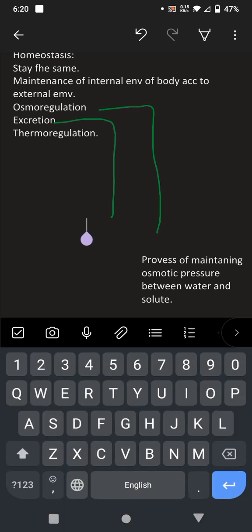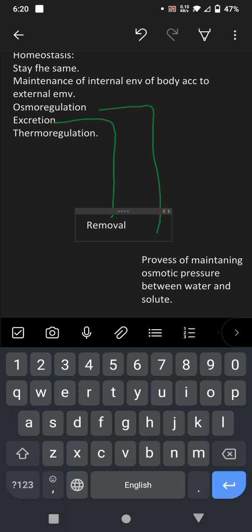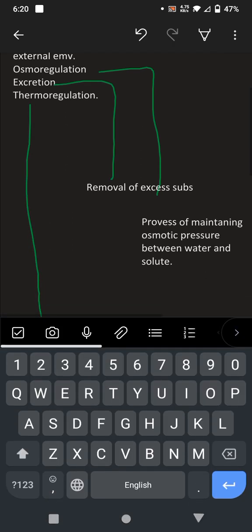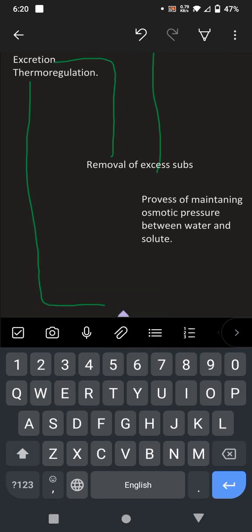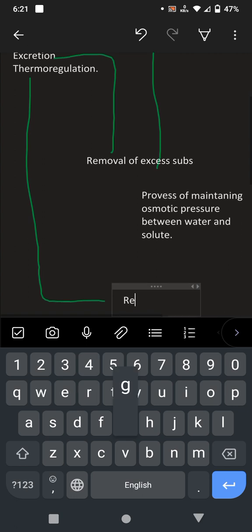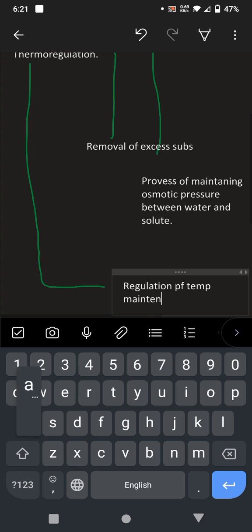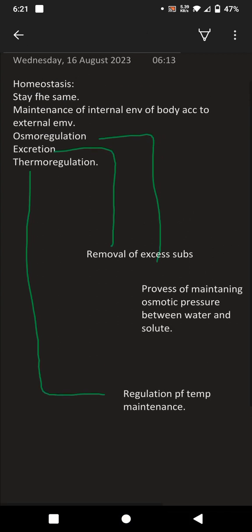Let me tell you what excretion is. Excretion, which we already know about, is the removal of excess substances. Then we have thermoregulation. Thermoregulation is basically the maintenance or the regulation of temperature. It makes sure that the regulation of temperature in our body is maintained. Okay, ji. So here we go.